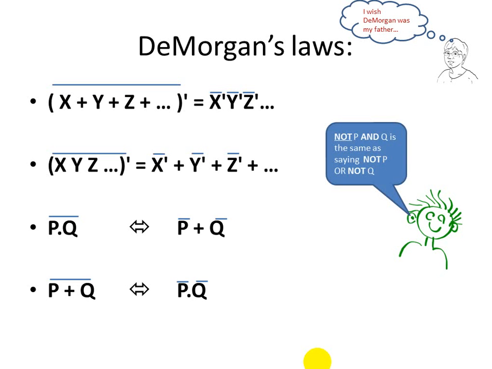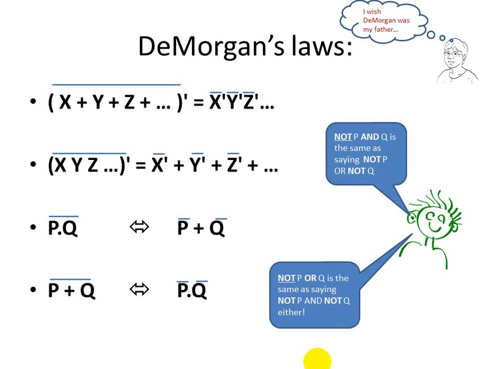So not (P and Q) is the same as saying not P or not Q. And not (P or Q) is the same as saying not P and not Q.